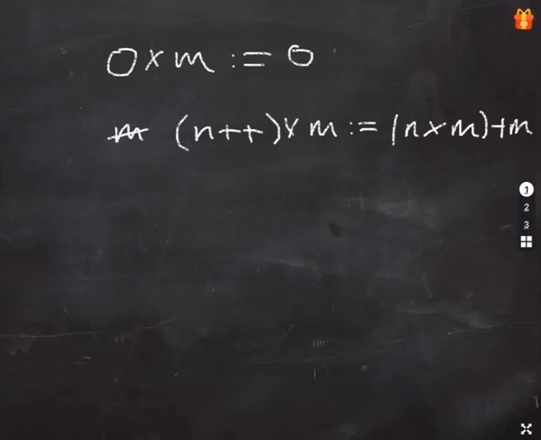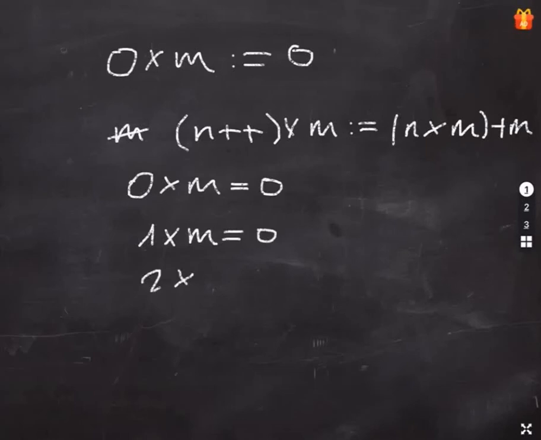So that, for instance, 0 times m is 0. And therefore, 1 times m is going to be 0 plus m, 2 times m is going to be 0 plus m plus m, etc. By induction, you can straightforwardly prove that the product of two natural numbers is again a natural number.